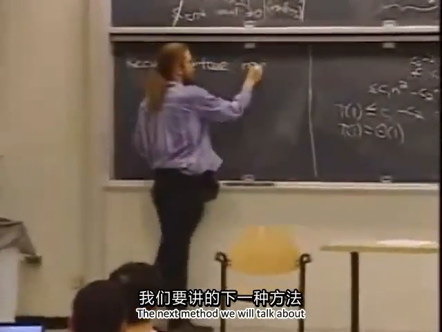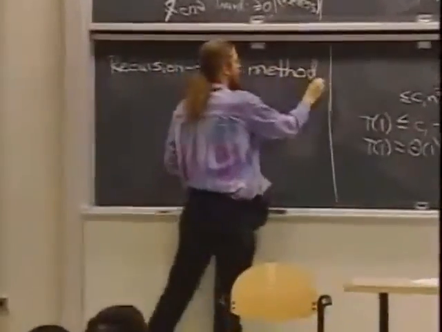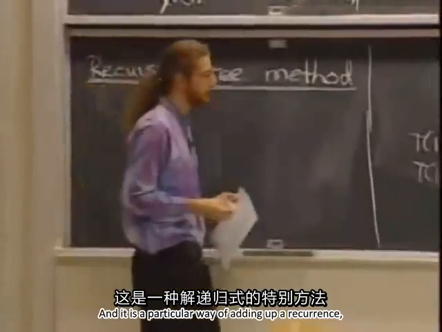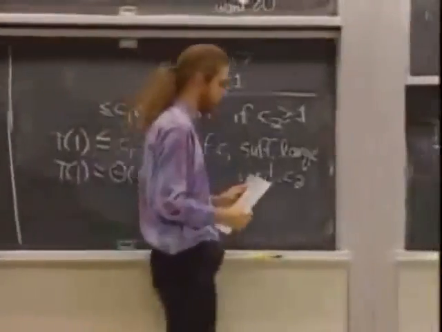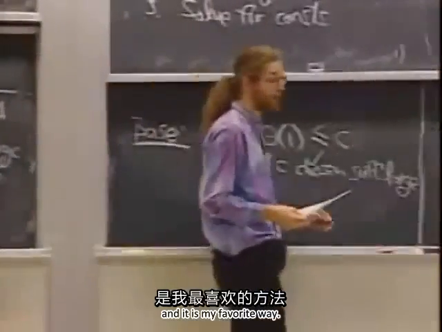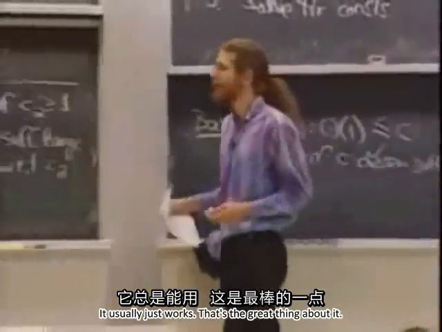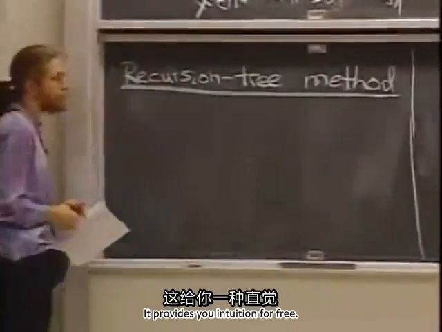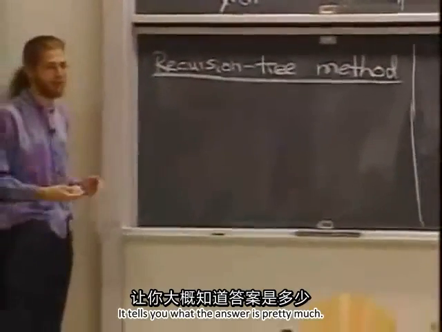So the next method we'll talk about is the recursion tree method. It's a particular way of adding up a recurrence, and it's my favorite way. It usually just works. That's the great thing about it. It provides you intuition for free. It tells you what the answer is, pretty much.